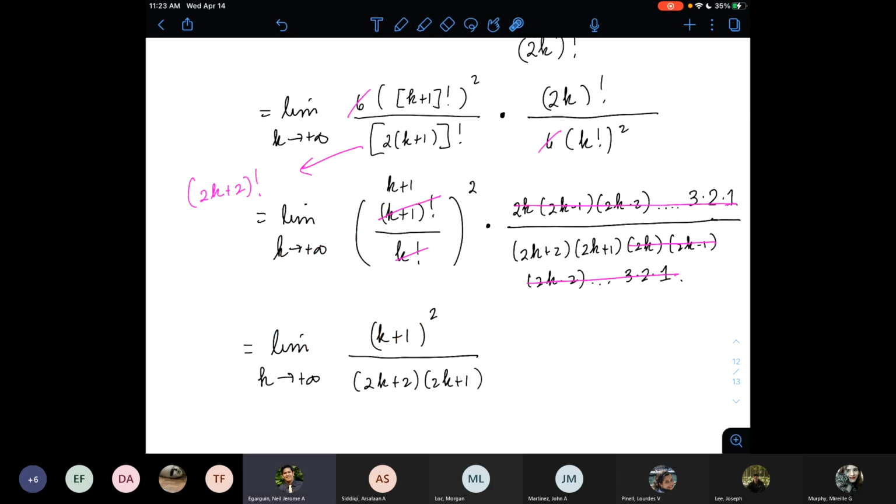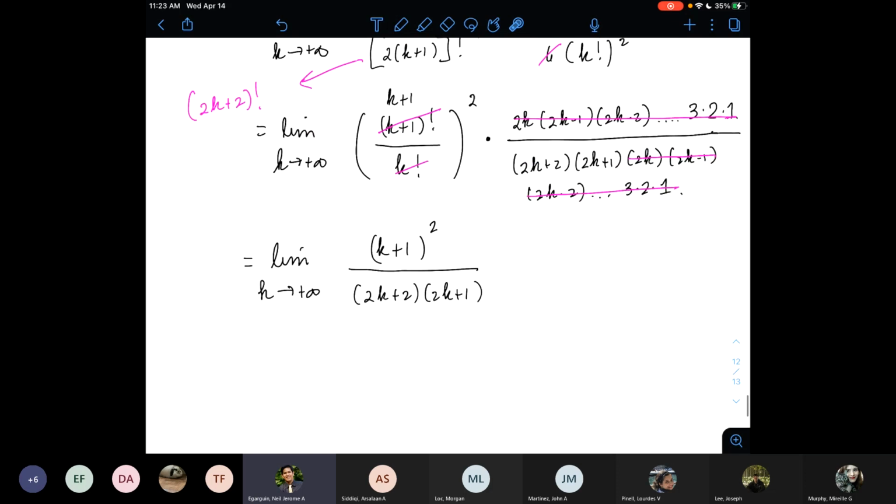Sure, Herson. Just send your question there. All right, are we clear here? So it's just playing around with the factorials. If you cannot see exactly what happens, you can expand the factorials and do the cancellation manually. Just take a look at the pattern.